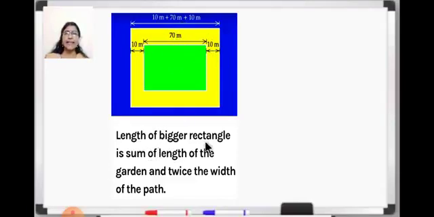So the length of the bigger rectangle is the sum of the length of the garden and twice the width of the path. You can multiply this 10 two times, 2 into 10. That way also you will get 20. Or you can write like this, 10 plus 70 plus 10, because here also there is a width of 10 meter. The path is here also 10 meter wide. So we are going to add all the three. So you will get 70 plus 10, 80, 80 plus 10, 90 meter. So the length of the bigger rectangle will be 90 meter.